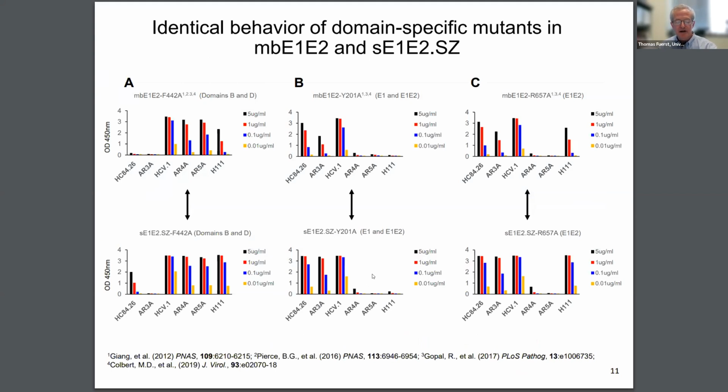So to further demonstrate the identity between membrane-bound and secreted E1E2s, specific mutations were placed in both molecules that would reduce binding to domains B and D in panel A, to E1 and E1E2 in panel B, and only E1, E2 binding in panel C. These mutations were first identified by Mansun Law's group, and then subsequently by our group. Justin Bailey's group also mentions these mutations as hotspots for the binding of the respective antibodies. Suffice it to say that there's a one-to-one correspondence in binding profiles for all these mutants between membrane-bound and secreted forms of E1E2, further validating our approach.